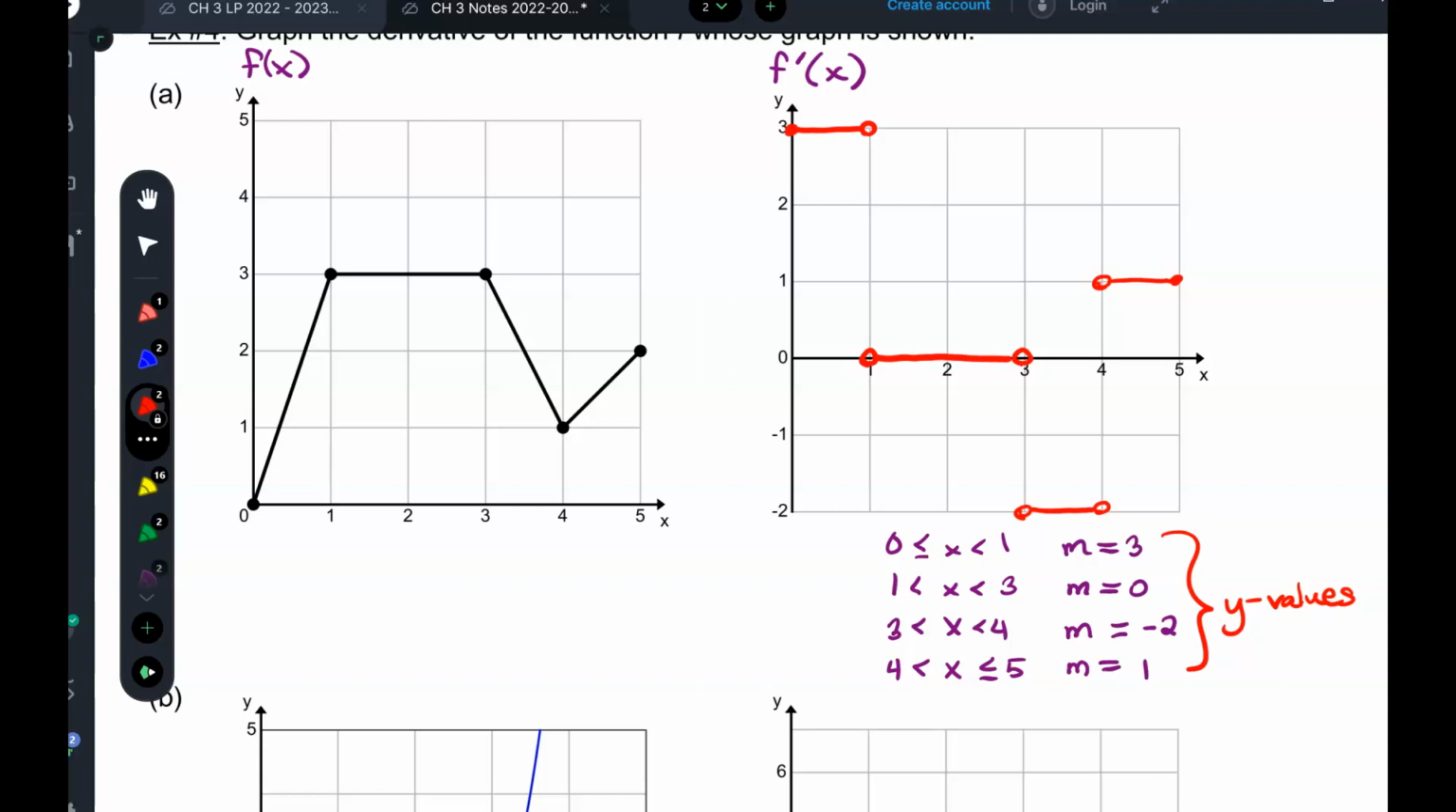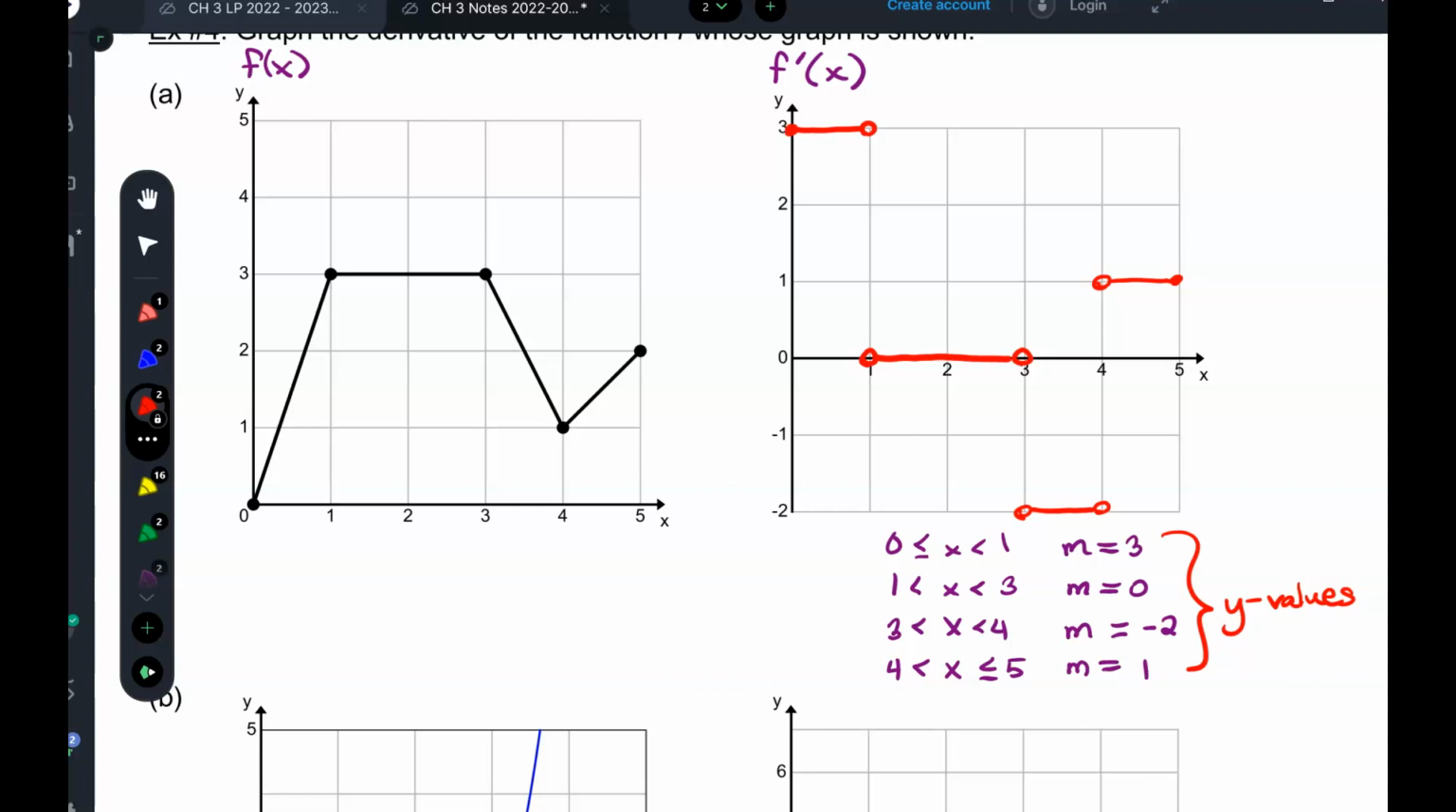So when I have the derivative, I can say, what's the slope when x equals 2? Oh, it's 0, because that's the value here. What's the slope when x equals 3.5? It's -2, without even looking at the original, right?